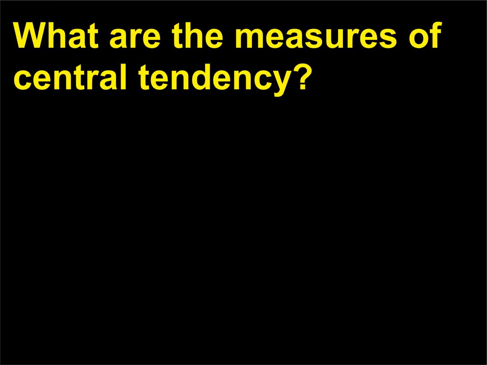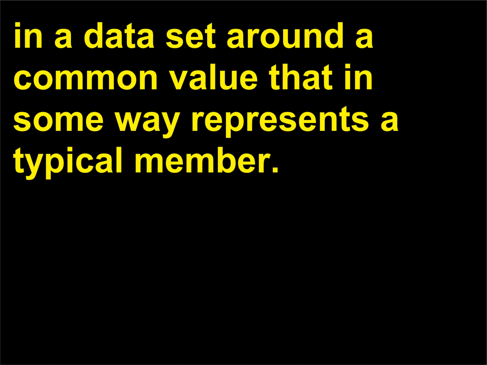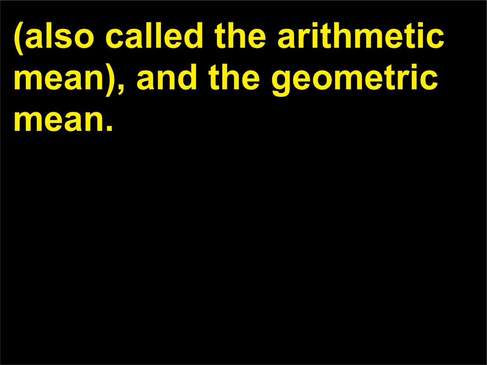What are the measures of central tendency? The measures of central tendency are statistics that describe the grouping of values in a data set around a common value that in some way represents a typical member. They are broken down into 4 types: median, mode, average, also called the arithmetic mean, and the geometric mean.